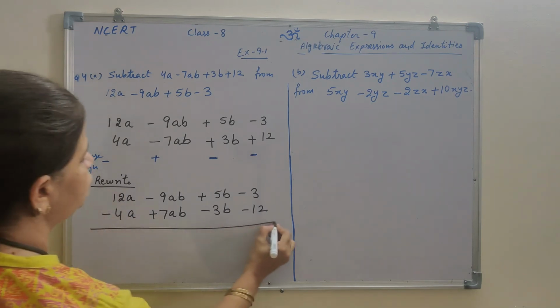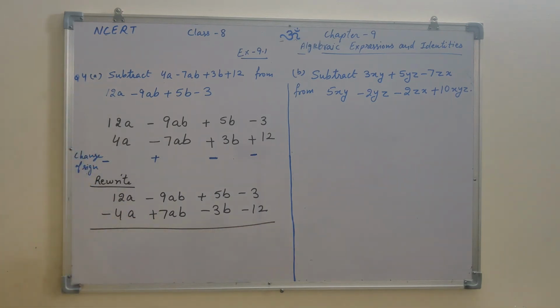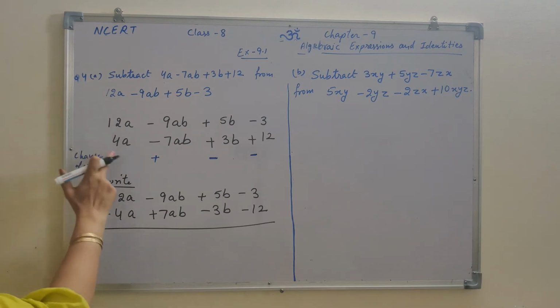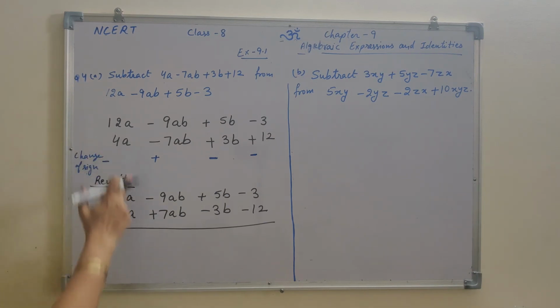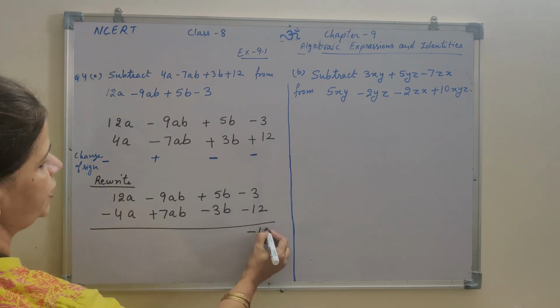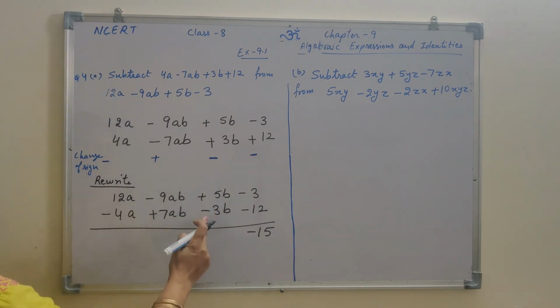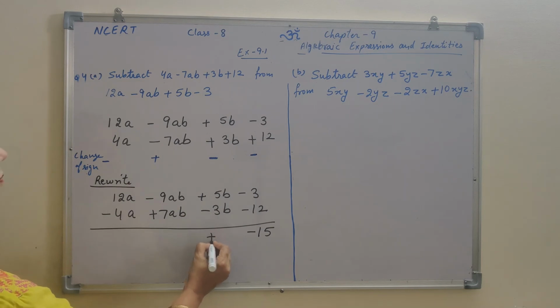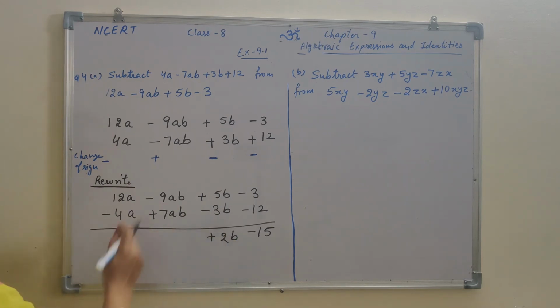And now we will use the rules of addition. Because in subtraction the important point is change of sign. That we have changed, now we can use the rules of addition. So minus 3 minus 12 is minus 15. Plus 5b minus 3b is plus 2b. Minus 9ab plus 7ab is minus 2ab. And 12a minus 4a is 8a. So this is our answer.